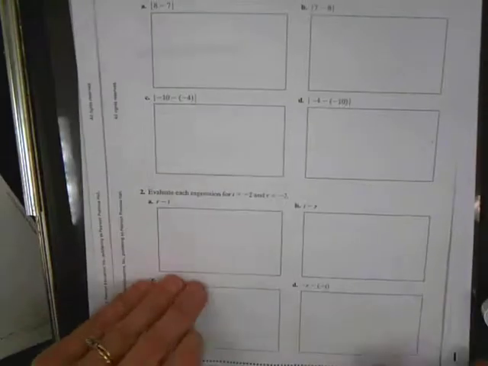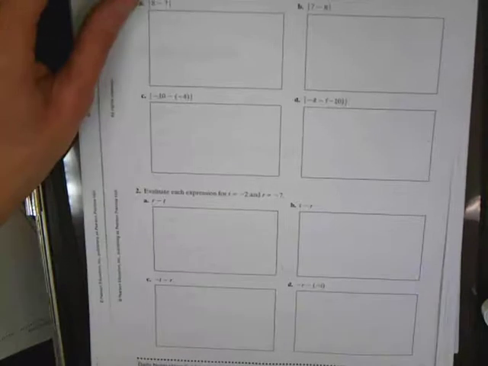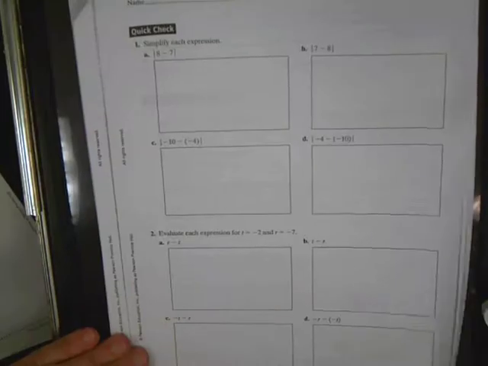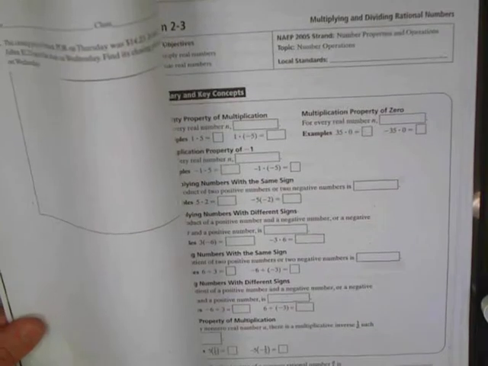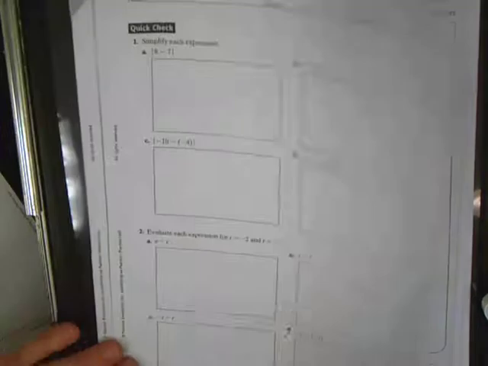Okay, let me double check. I think that's mostly it as far as the notes for section 2-2 go. There are several quick check questions. There's a third one on the back of page 21. Turn to page 22. Be sure you have those completed by the next time we meet in class.